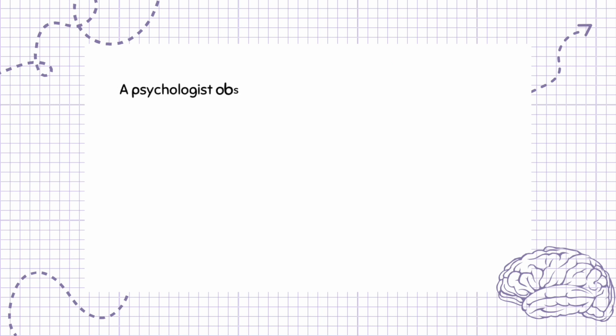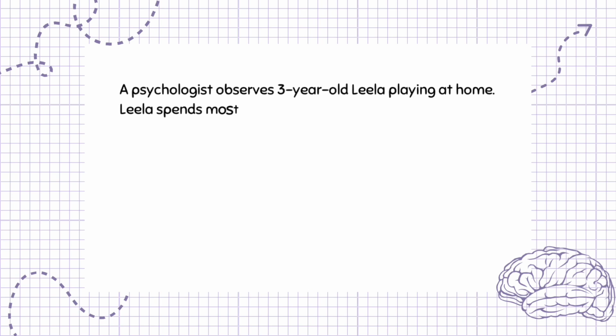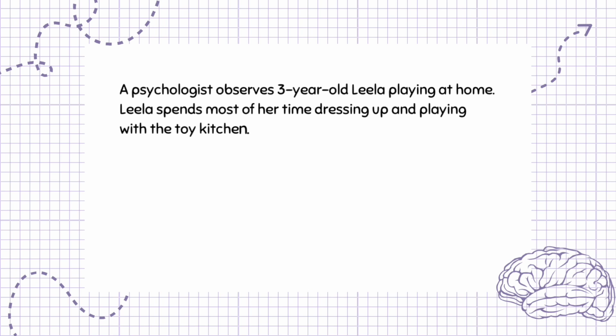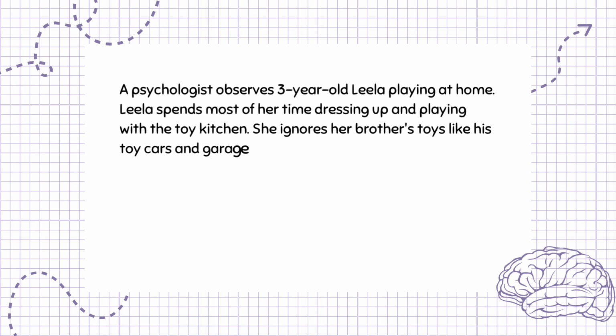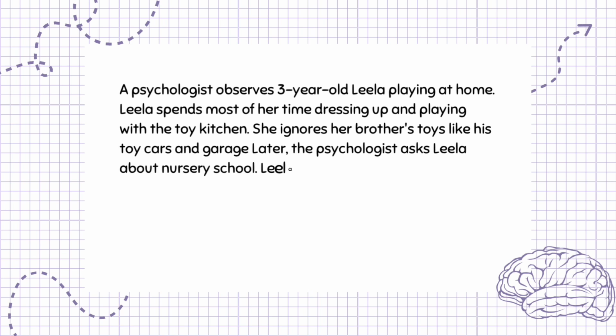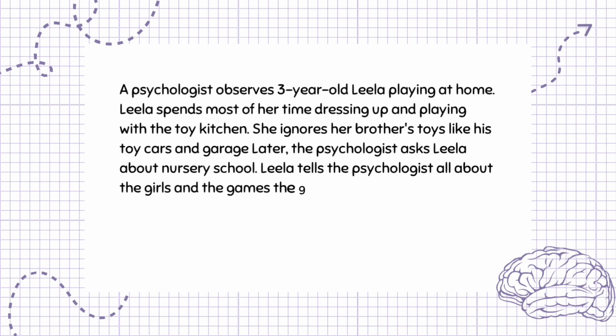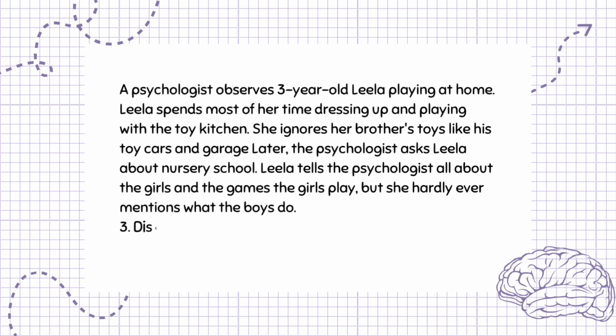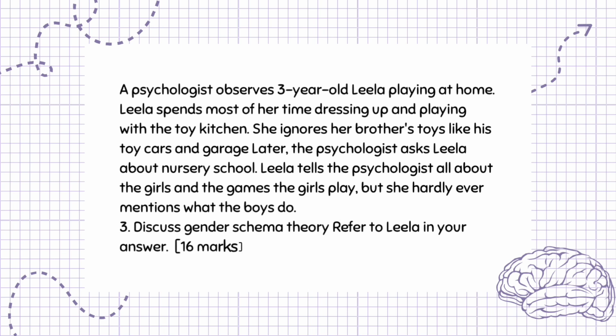A psychologist observes 3-year-old Leela playing at home. Leela spends most of her time dressing up and playing with the toy kitchen. She ignores her brother's toys like his toy cars and garage. Later, the psychologist asks Leela about nursery school. Leela tells the psychologist all about the girls and the games the girls play, but she hardly ever mentions what the boys do. Question 3. Discuss gender schema theory. Refer to Leela in your answer. 16 marks.